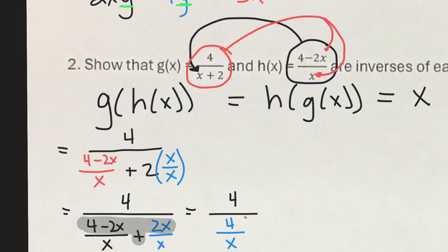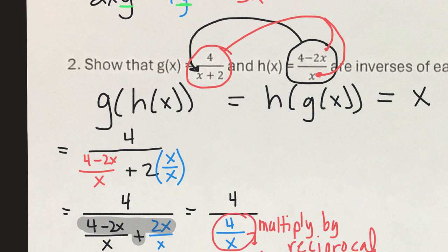Multiplying by the reciprocal. So when I now multiply by my reciprocal, notice what 4 divided by 4 is. That's just 1, and I have left x, which is exactly what I expect if two functions are inverses of each other. When I compose them, all that's left should be the x. Okay, now let's try it for this side.